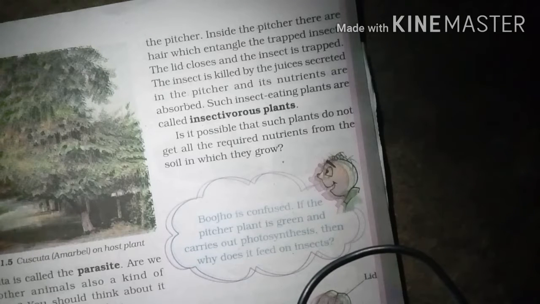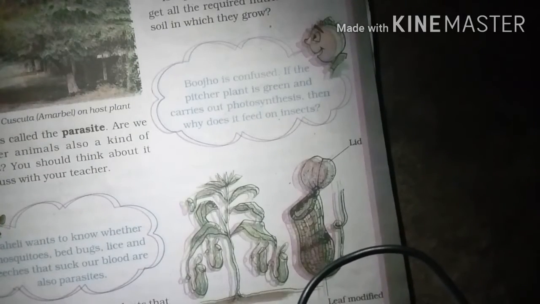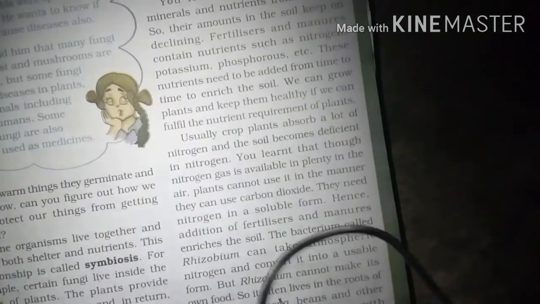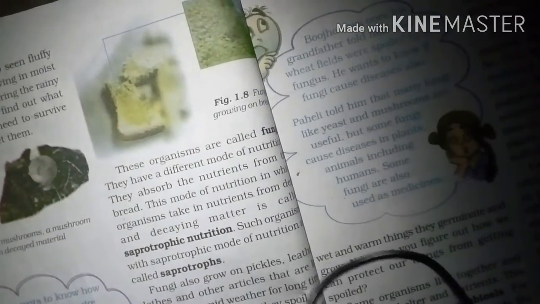Now we will explain the other mode of nutrition, saprotrophic. You might have seen packets of mushrooms sold in the vegetable market. You have seen the mushroom and you already know about it. It is a type of vegetable that can be eaten. So we will study the mushroom.